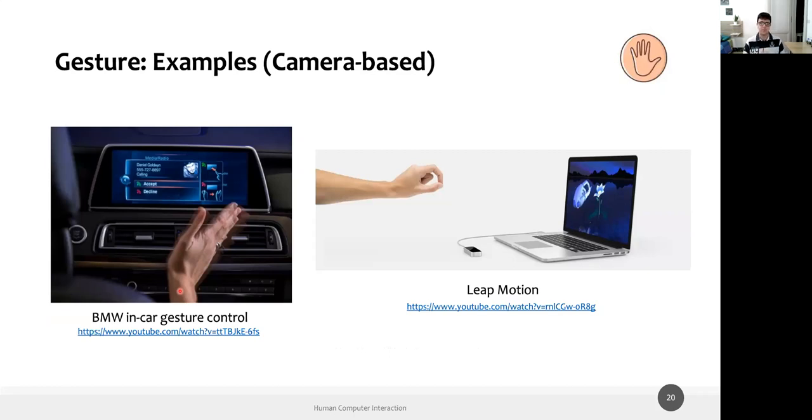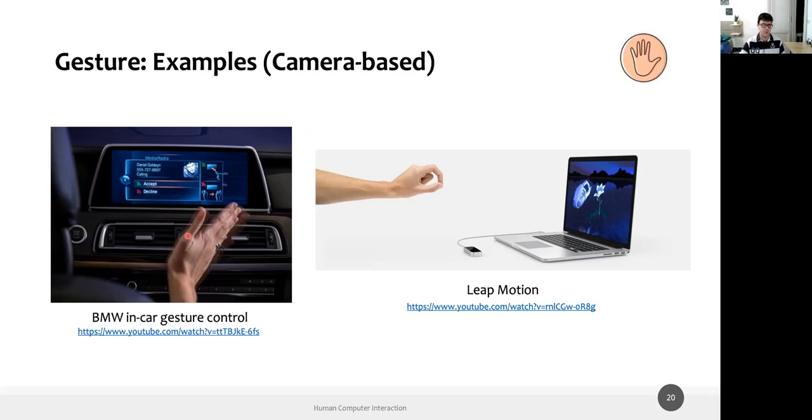The other part of the coin for haptics is gesture. We already mentioned the Kinect, and we already mentioned the normal touchscreen, but you can also have gesture recognition. These are similar to the Kinect, so camera-based. You have a camera, and the camera recognizes the hands, the body, through image processing techniques. And here we have two examples.